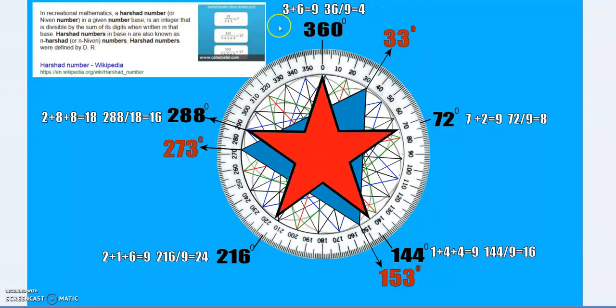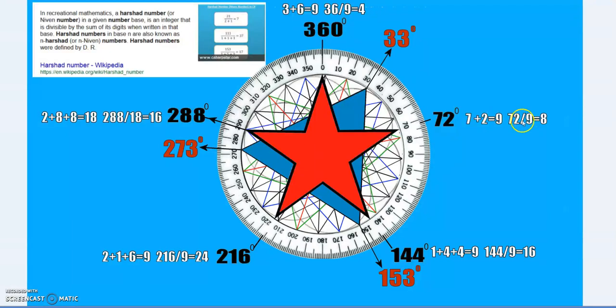divisible by the sum of its digits. So 360, we can just ignore the 0. So 3 plus 6 is 9, and 36 divided by 9 is 4. Now 360 divided by 9 is 40. We'll come back to that in the next few episodes. 72 is also a Niven number. 7 plus 2 is 9. 72 divided by 9. 144, same thing. 216, same thing. And 288, same thing.